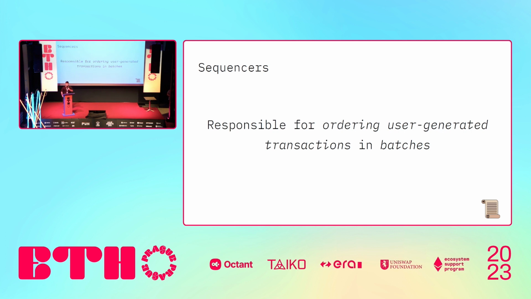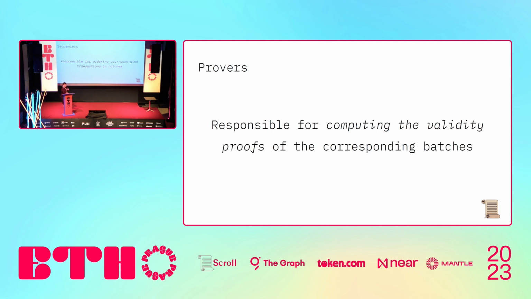So you can imagine if you're a user, you generate a transaction, you send it through your wallet. The sequencer picks up those transactions, constructs blocks, or in this case, batches out of them, and submits them to the base layer. So in our case, it will be Ethereum. And you have provers.